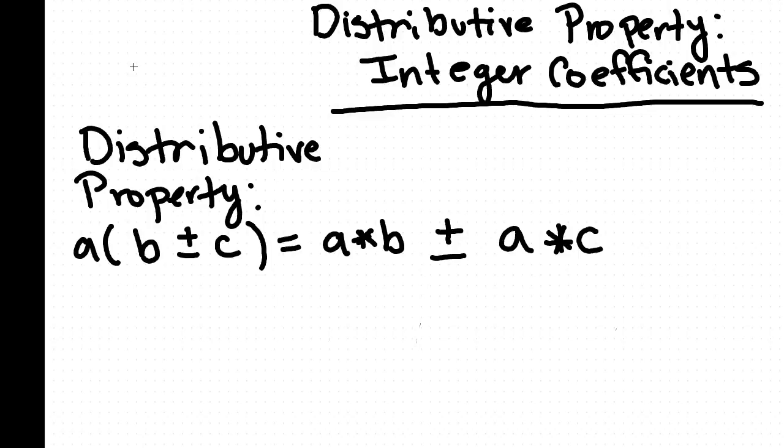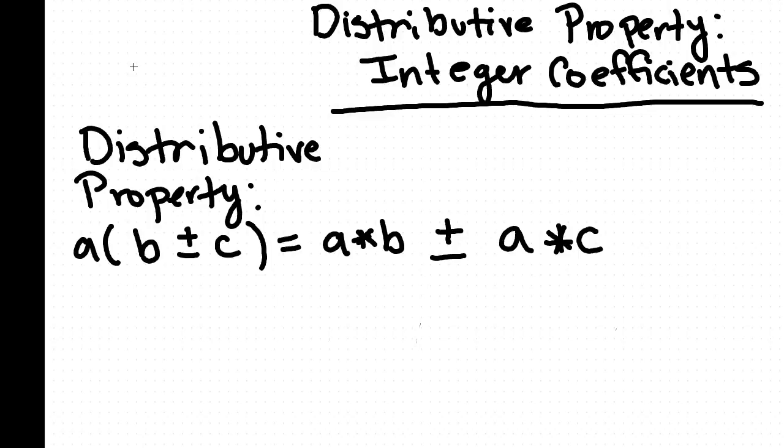Let's assume a, b, and c are values that either represent integers or are integers multiplied by a variable. The distributive property in terms of a, b, and c is a times the quantity of b plus or minus c is equal to a times b plus or minus a times c.